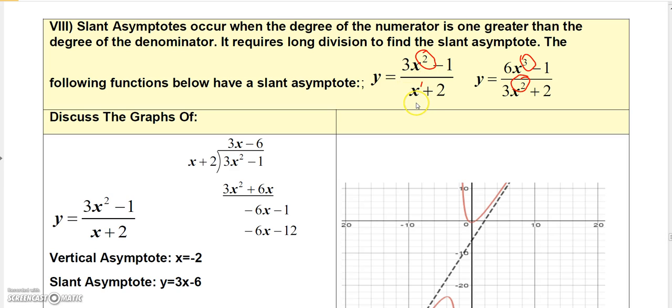But you can't have a horizontal asymptote and a slant asymptote because, remember, if the degree of the numerator is larger than the degree of the denominator, then you're not going to have a horizontal asymptote. So these would have slant asymptotes, but they wouldn't have horizontal asymptotes.